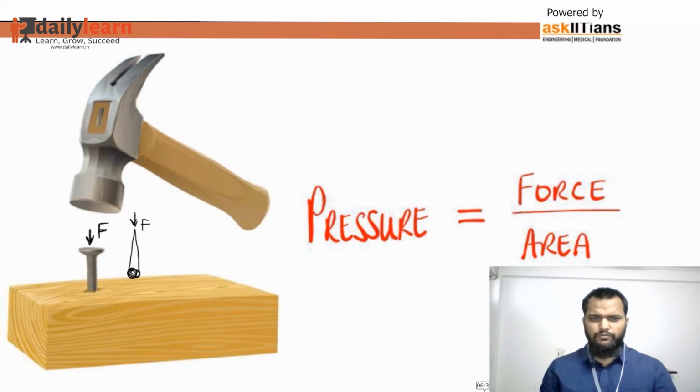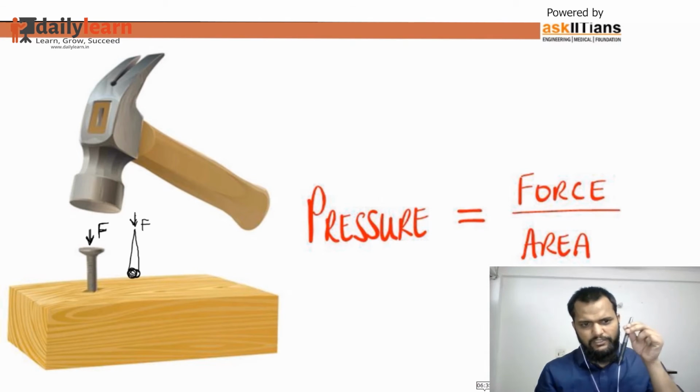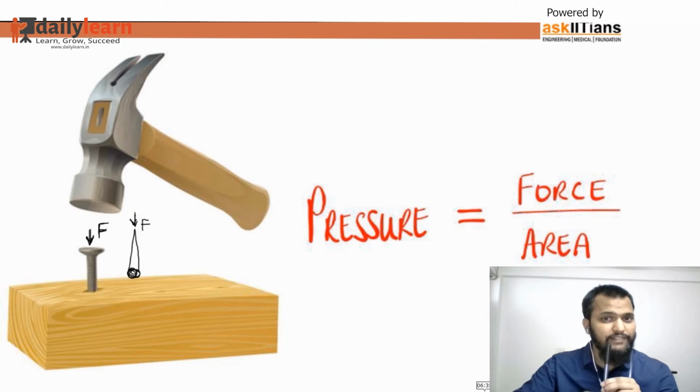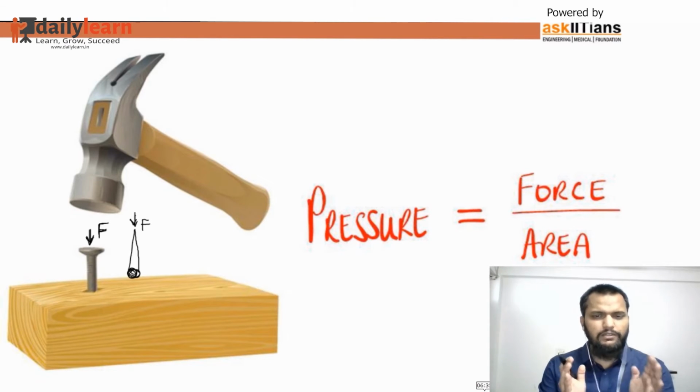So what is it actually? You see, in the first case, when the nail is like this, the pointy area is in contact with the wooden block. But when you keep it upside down, the flat area is in contact with the block. So first of all, you should understand that it is not force which will decide whether the nail will penetrate or go into the block or not.